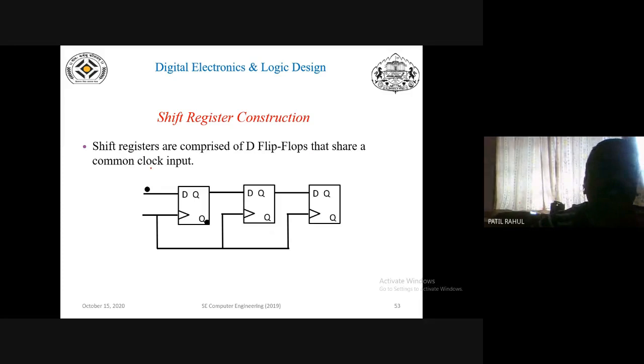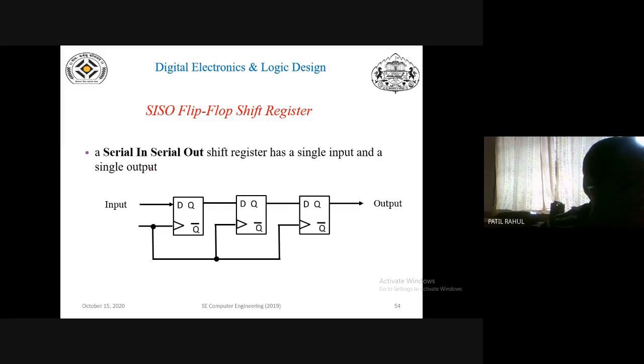So this is the construction of shift register. In this construction, note this point: you are using the D flip-flop, and the same clock pulse is applied to these D flip-flops. It is called the synchronous clock pulse. Now we will see the types of shift register one by one.